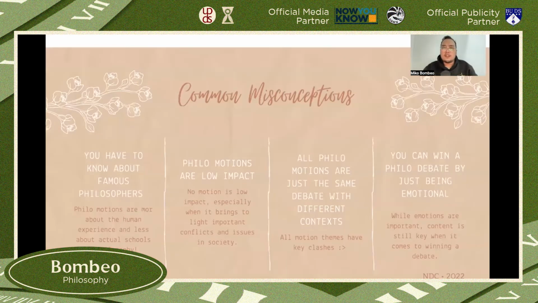In the next slide, we're going to talk about common misconceptions about philosophy. The first is that you have to know about famous philosophers like Aristotle or Plato. Don't quote me on that. I'm also not sure which one of these people are philosophers. But generally, like I said earlier, philo motions are more about the human experience and less about actual schools of philosophy. Sure, there will be motions that ask you to look at a utilitarian lens or, I forgot the alternative, the ontological lens, for example. But there will always be motions that also talk about genuine human experiences.